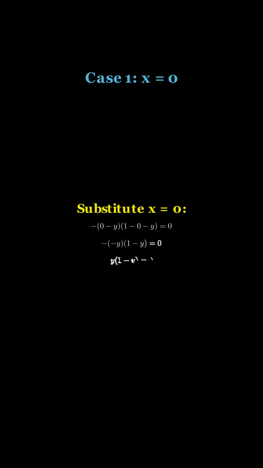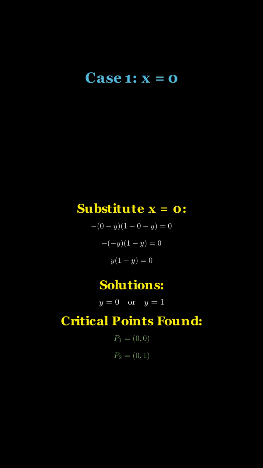Let's start with the first case. x equals 0. When we substitute x equals 0 into the first equation, we get negative of (0 minus y) times (1 minus 0 minus y) equals 0, which simplifies to negative of negative y times (1 minus y) equals 0, and further simplifies to y times (1 minus y) equals 0. Solving this gives us two solutions. y equals 0 or y equals 1. Therefore, we have found two critical points, (0, 0) and (0, 1).